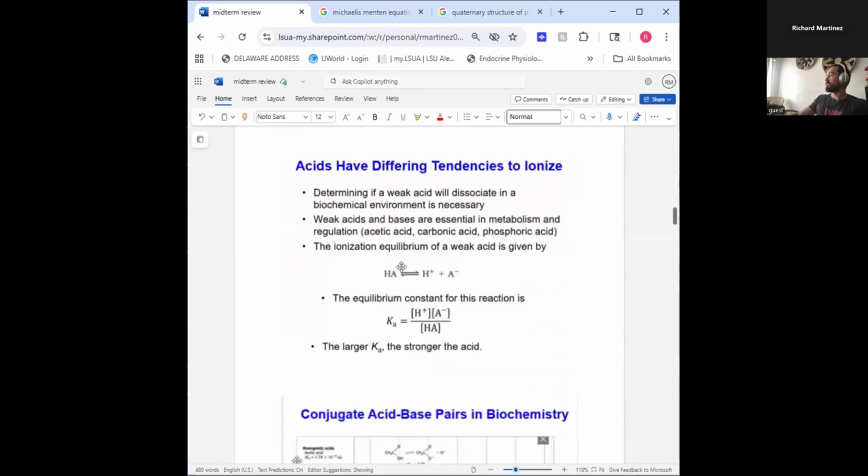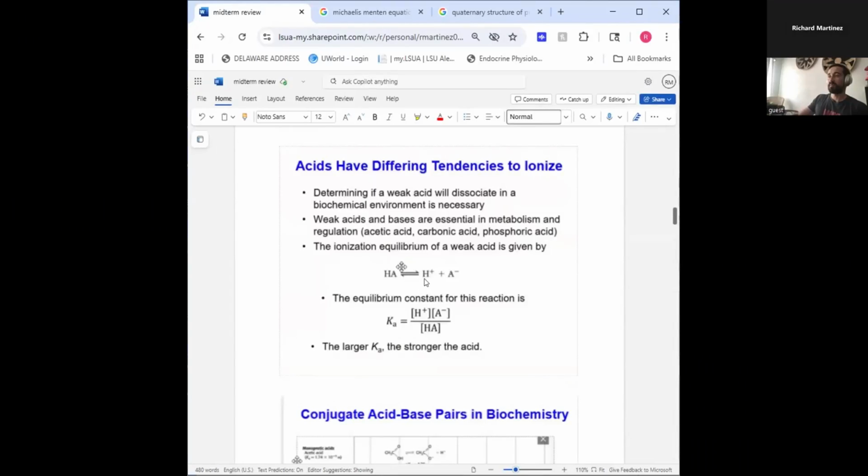So acids have different tendencies to ionize. Before we go into this, there are amino acids that ionize, and there are some that do not. Now, if we look at the acids, we can determine if there's a weak acid that will dissociate in its environment. We can find weak acids and weak bases: acetic acid, carbonic acid, phosphoric acid. And we could see their equilibrium.